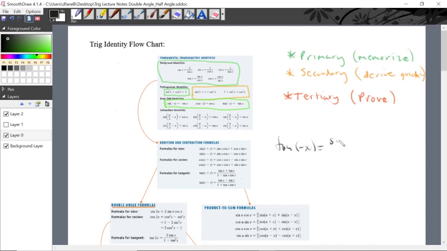Tangent of negative x is equal to the sine of negative x over the cosine of negative x, and we already have established that sine is odd, therefore the sine of negative x is negative sine x. That's the meaning of odd right there. That's odd symmetry. And the cosine is even. We have already established that. That's in our need to know and memorized bank of formulas that we have.